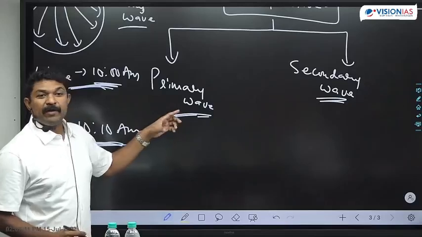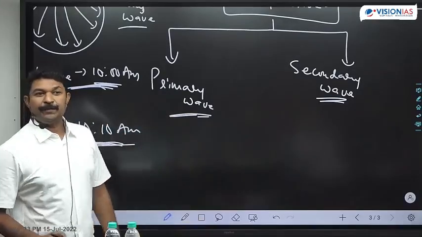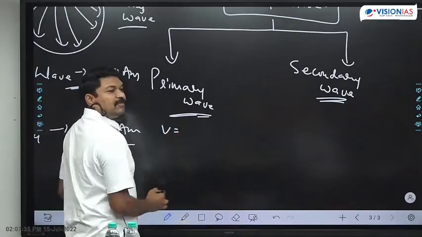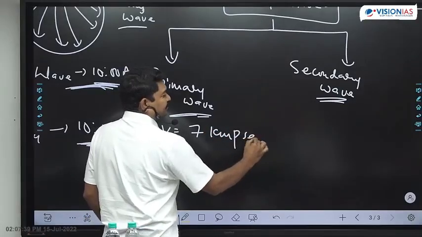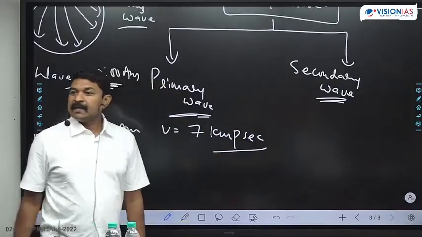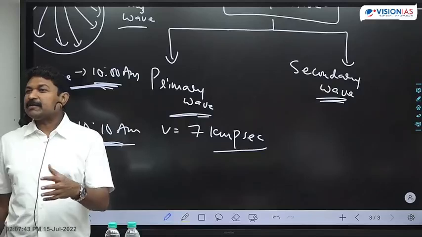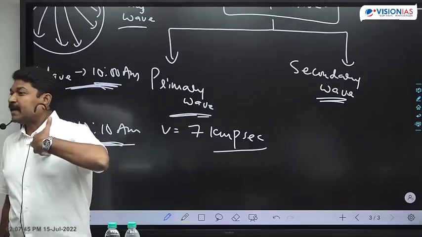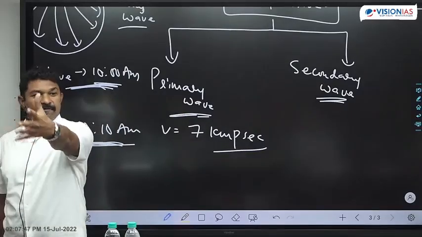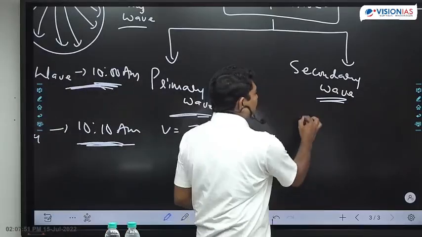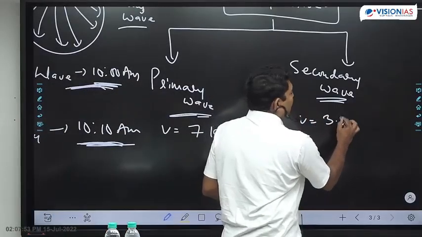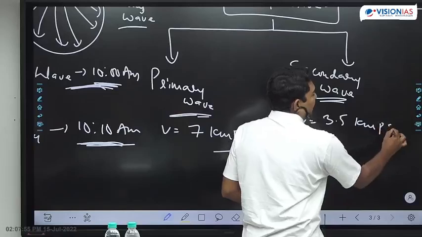The primary wave has the greater velocity. What is the velocity? The velocity of the primary wave is around 7 kilometers per second. Since it has the greater velocity of 7 kilometers per second, it reaches the other side of the globe very quickly. Whereas the secondary wave has a velocity of about half that of the primary wave.